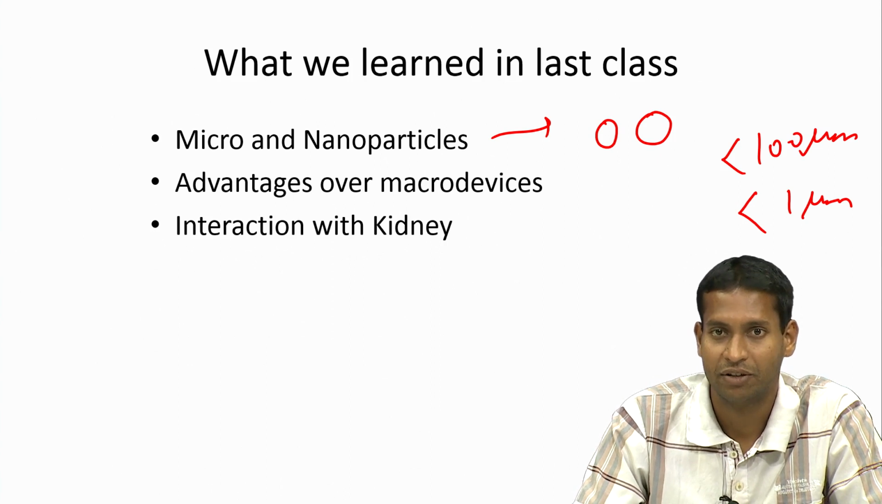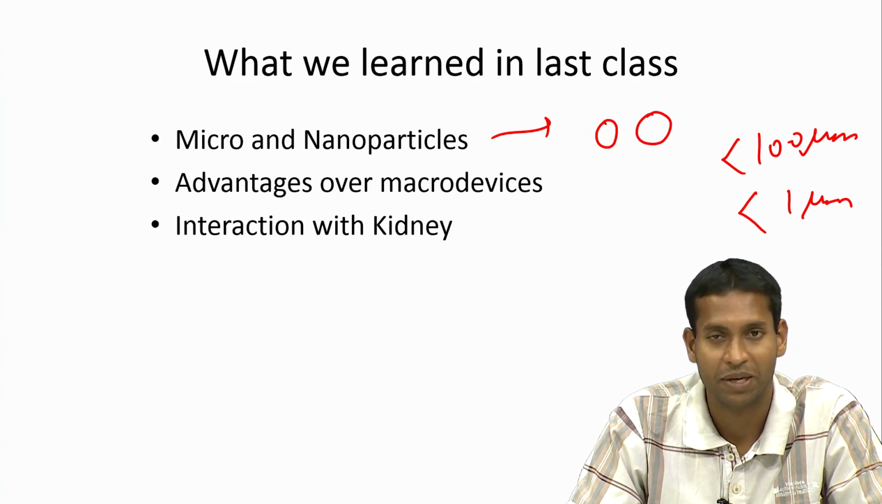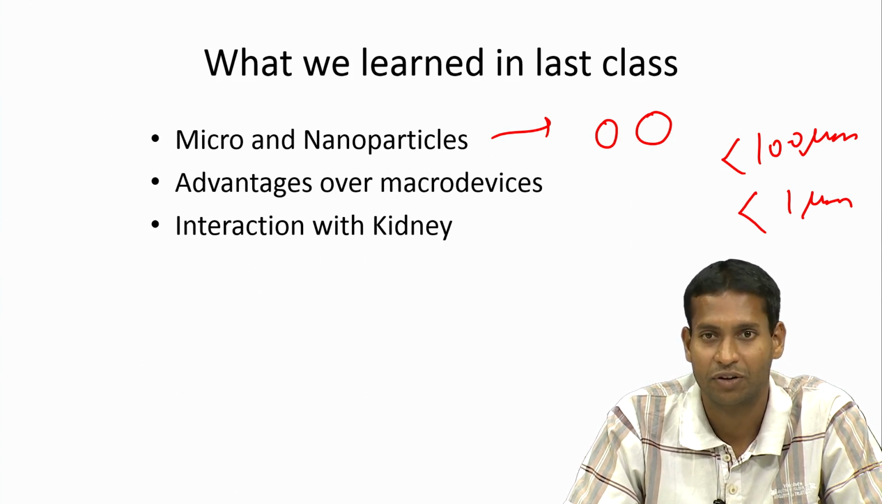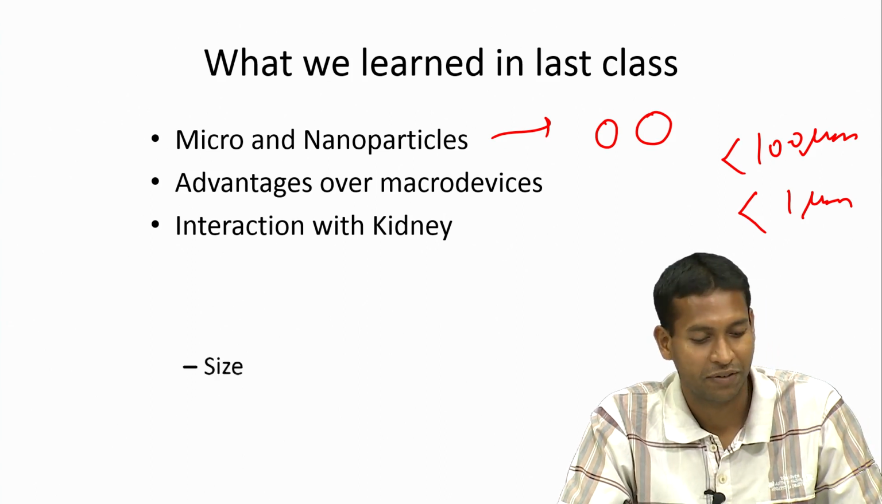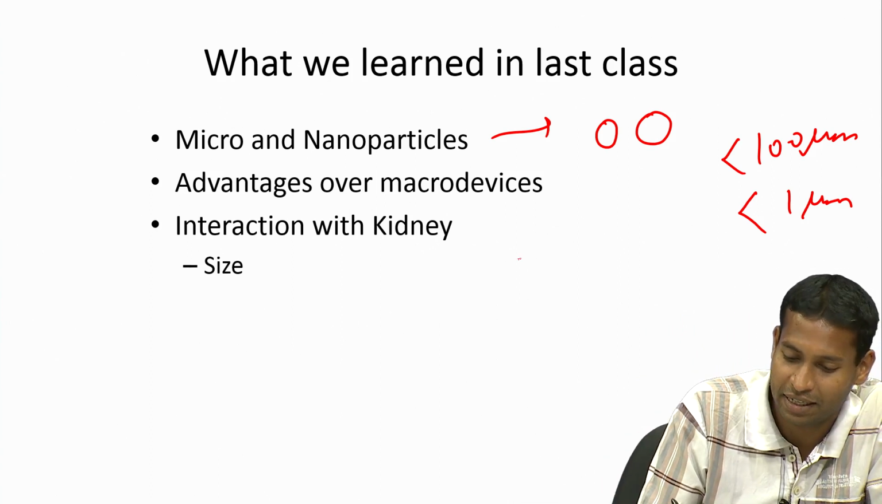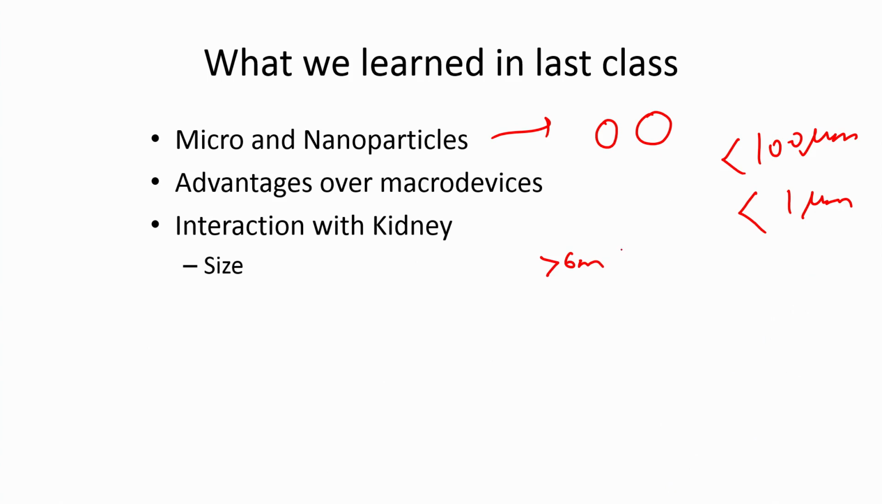And then we discussed how they interact with the kidney. The kidney is one of the major organs that decides the residence time of these particles. First, we looked at what size ranges of particles flow through the kidney and which do not. First we talked about size, and we found that anything greater than 6 nanometer will not be filtered, just because the GBM, the glomerular basement membrane, is not going to let it pass through.